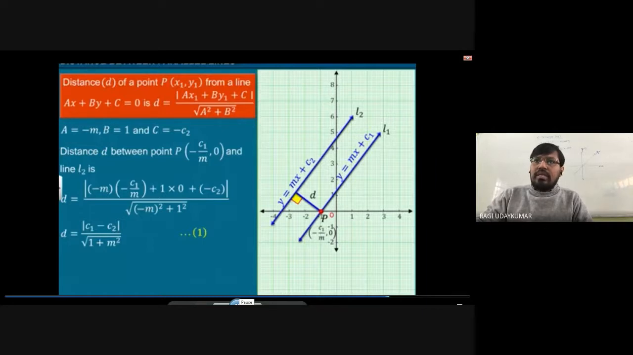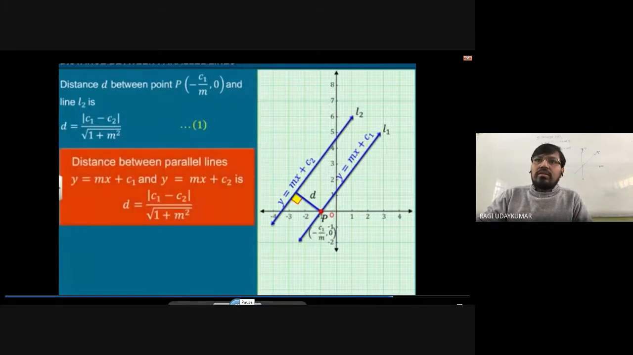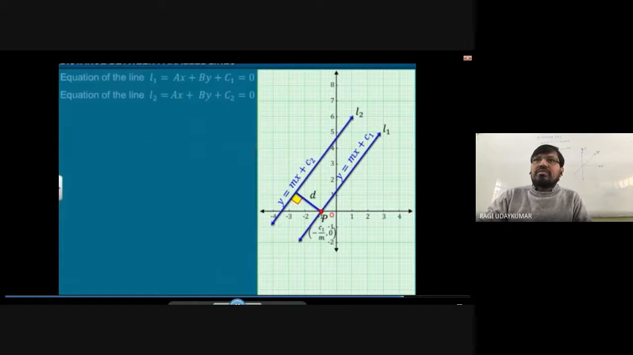If the lines are given to you with the slopes m, the distance between the two parallel lines, where the y-intercepts are given as c1 and c2 and both have slope m, is modulus of (c1 minus c2) by under root of 1 plus m square.